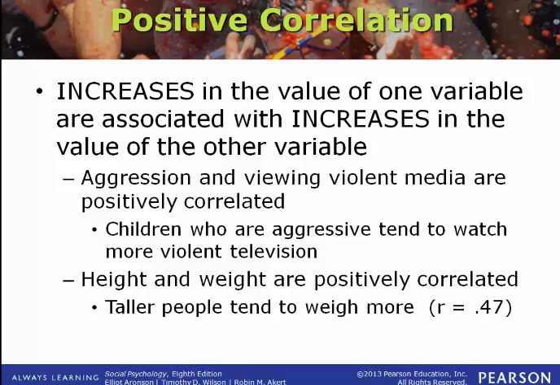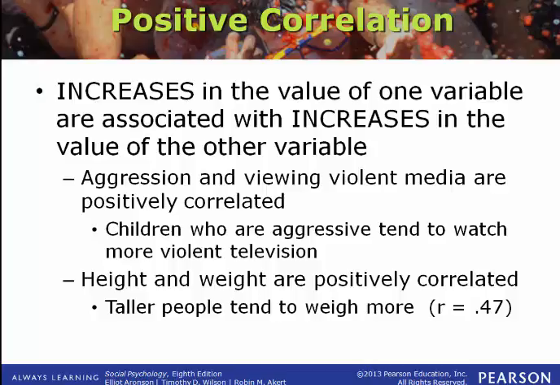So when we talk about correlations, there are a couple of things to keep in mind. And the first is the direction. So we're going to have positive correlations and negative correlations. So a positive correlation means that the two things that are associated go in the same direction. So they both increase together or decrease together. So the slide says increases in one variable, increases in the other variable, but they also decrease together as well.